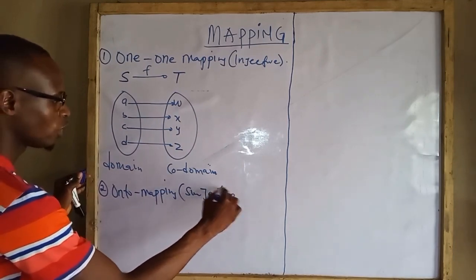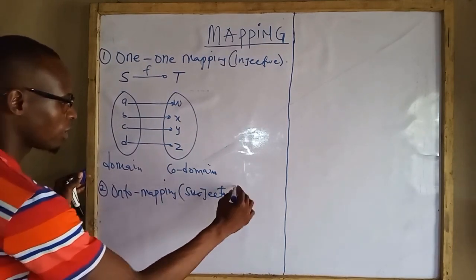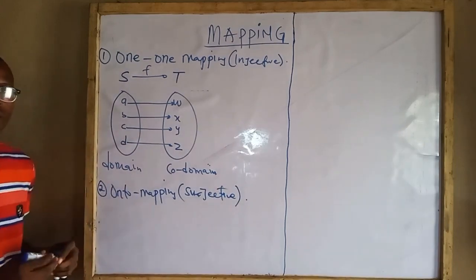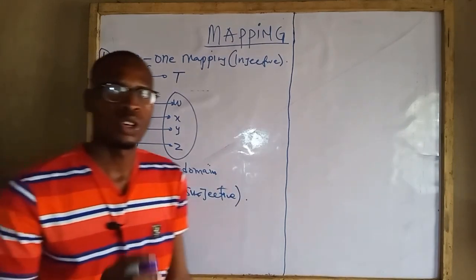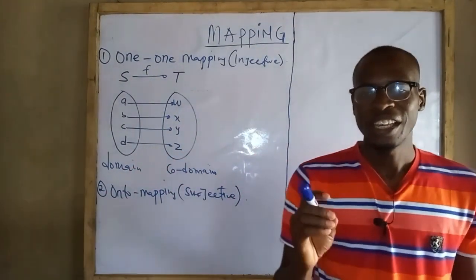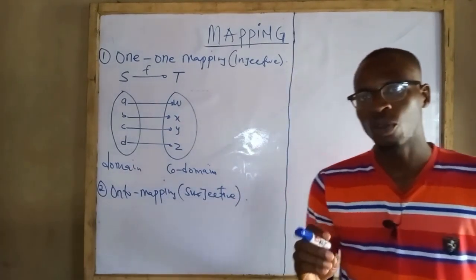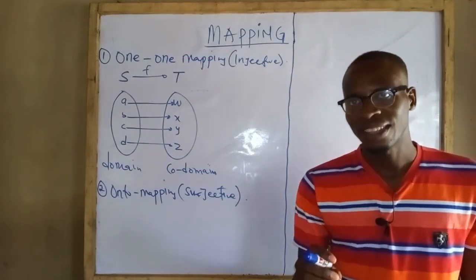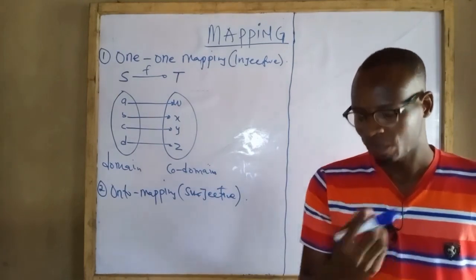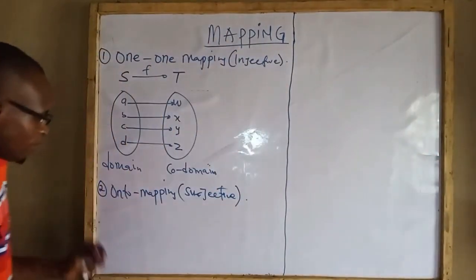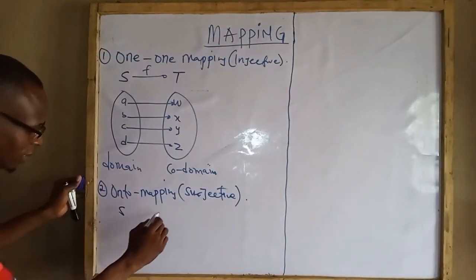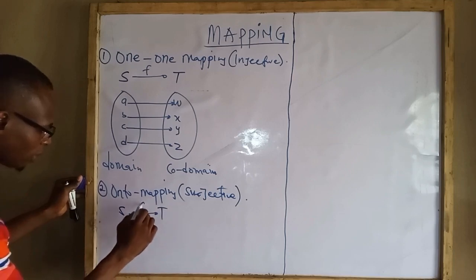We call that surjective. It's also called surjective mapping. Now a mapping is said to be onto or surjective if every element in the codomain has at least one image in the domain. Another instance here, you are still considering set S and T. S is being mapped to T.